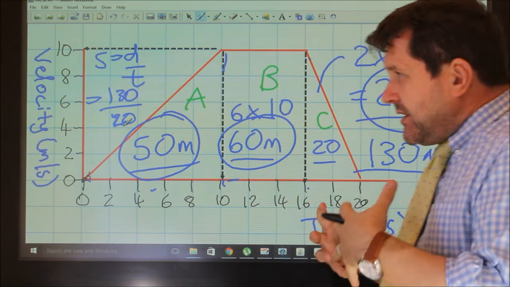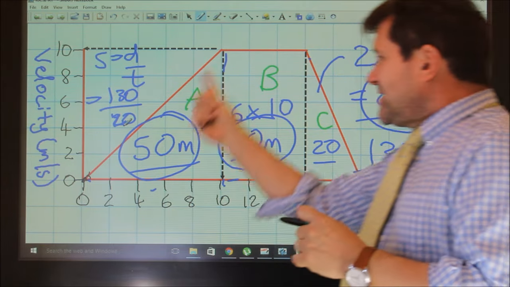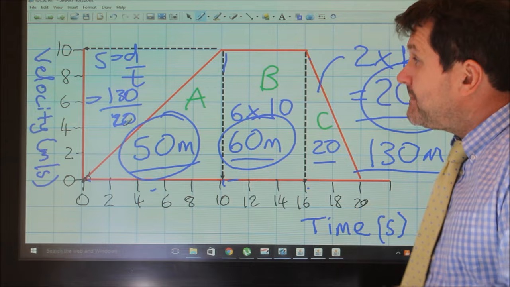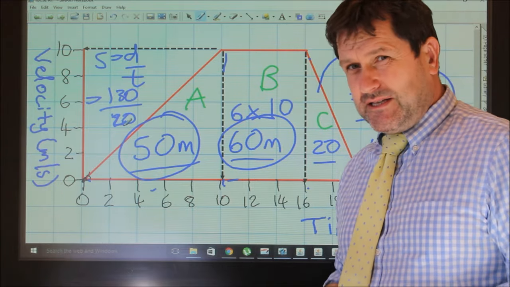So that is what you can establish from this velocity time graph. Okay, there's a lot to take from that.